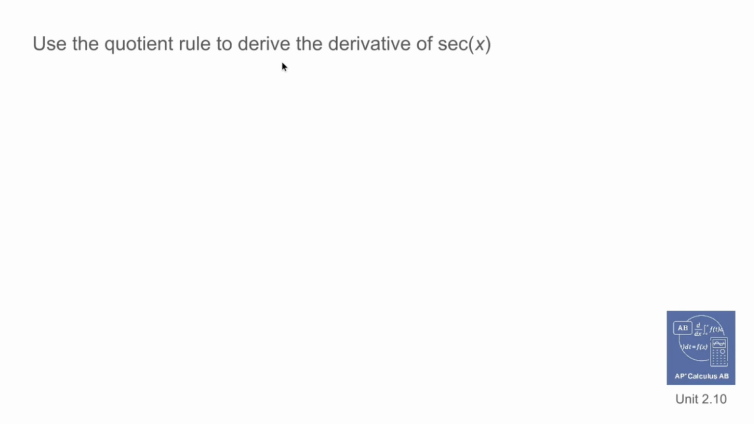Use the quotient rule to derive the derivative of secant x. All right, well, what is secant x? Secant x is 1 over cosine x.